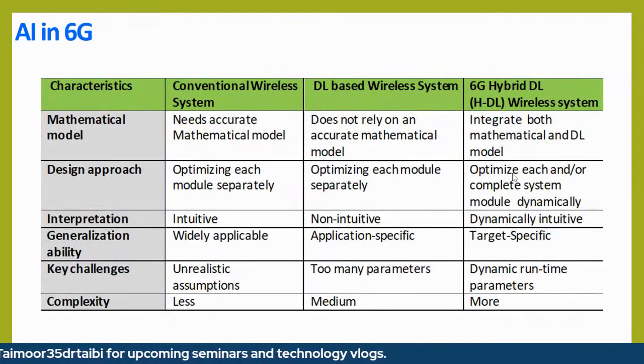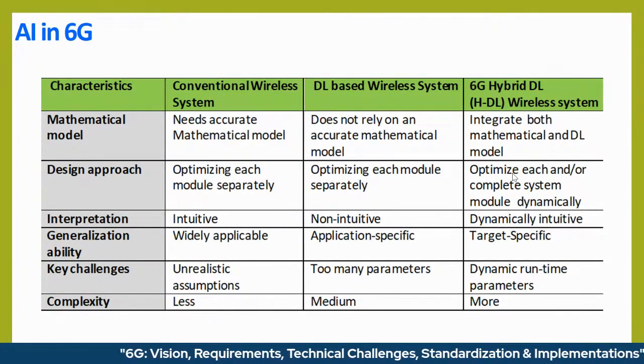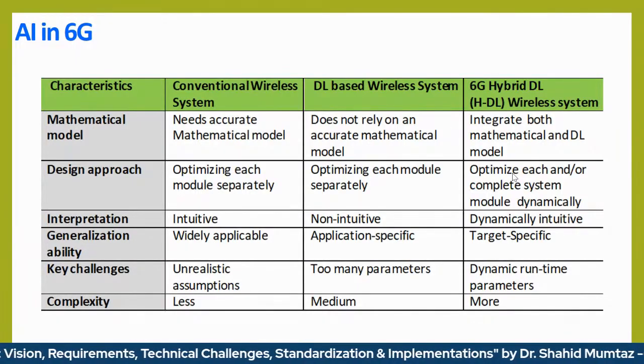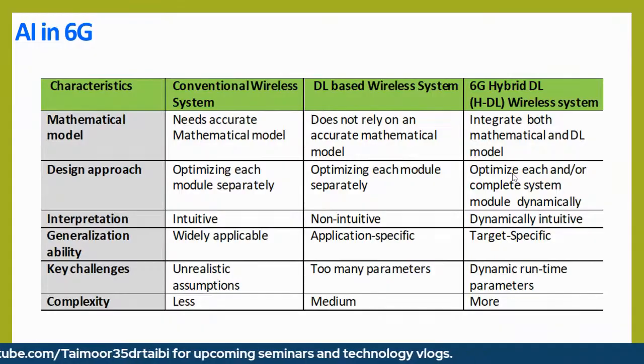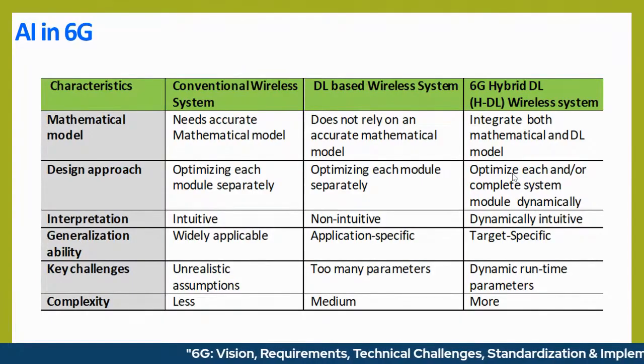So what is the difference between 6G machine learning and 5G machine learning? First, we need machine learning because we don't have any accurate mathematical model, so that's why we rely on machine learning. Here I put DL for deep learning, which is a branch of machine learning as well. So in 6G, we need to integrate both mathematical and DL models. Again, no work has been done so far, but that is the vision: we need to integrate both mathematical and DL models in our simulation tool. We cannot rely only on machine learning because the computational complexity and consumption is too much.